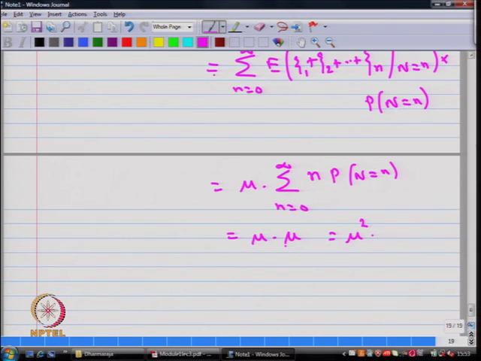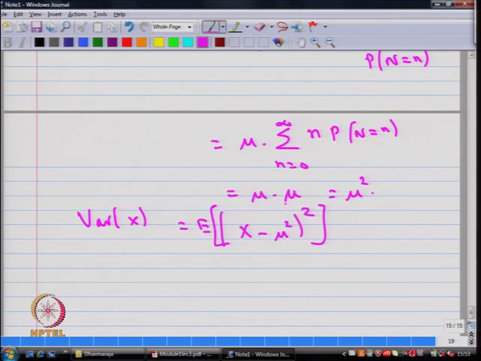Now, we can compute the variance of x the same way, that is expectation of x minus mu square, because the random variable expectation is mu square, the whole square. Further, this can be simplified by expectation of x minus n times mu plus n times mu minus mu square, the whole square.